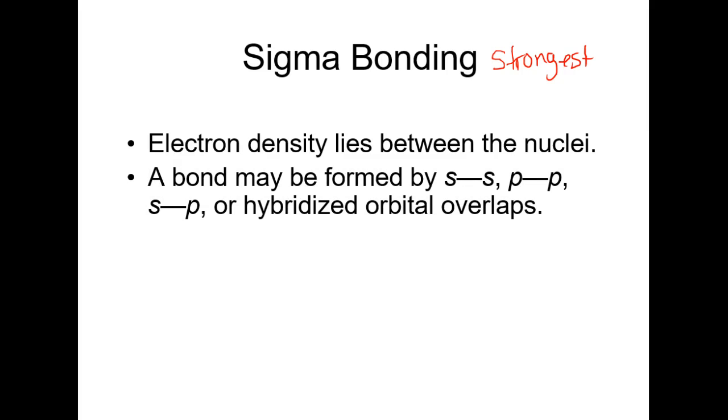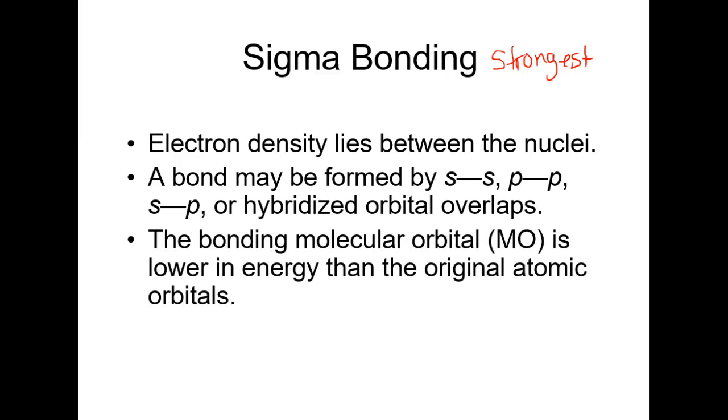A bond may be formed between two s orbitals, two p orbitals, sp orbitals, or hybridized orbitals of any of those combinations. The bonding molecular orbital is lower in energy than the original atomic orbitals. We're not going to worry too much about this, but basically, if two atoms want to bond, it's lower in energy for them to bond with each other than to be individual atoms. That's the take-home point. Two separate atomic orbitals are higher in energy than if they bond, because when they bond, they start sharing electrons and things become octet.